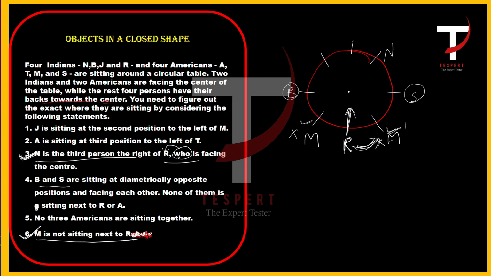So B will be here and S will be here, right? B and S are sitting at diametrically opposite positions and facing each other. They are facing each other, that means facing the center. If B comes here, S will definitely come here.